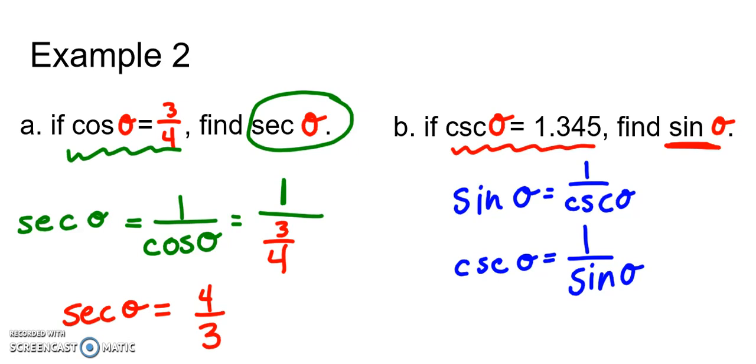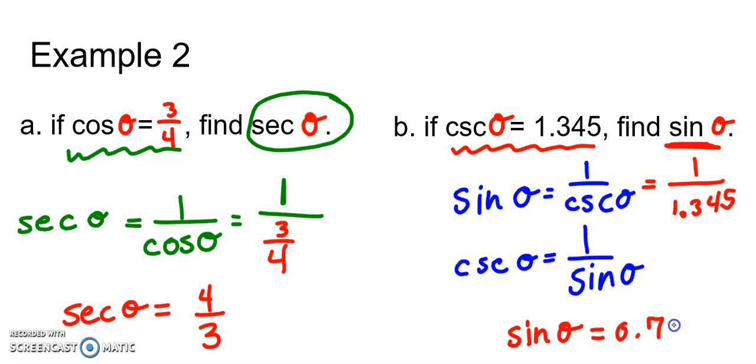And if you need me to show you that, stop the video, call me over really quickly, and I can show you why that works out, why this is true. So with this, if we go ahead and substitute the values in, we would get 1 over 1.345. And if you look at that, because it's a decimal they gave you already, that means our final answer is going to be a decimal answer. So sine theta would be 0.7435. So not bad, not hard at all.